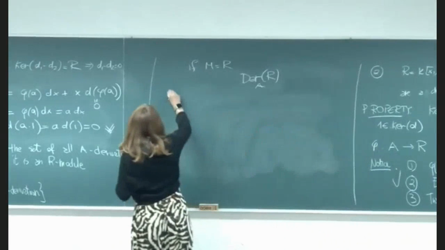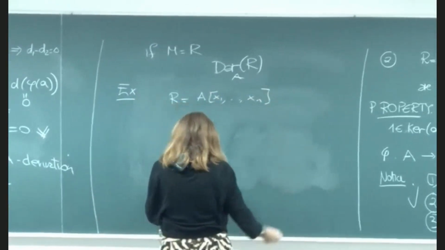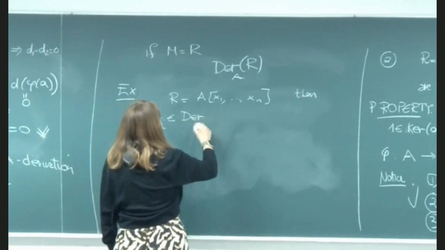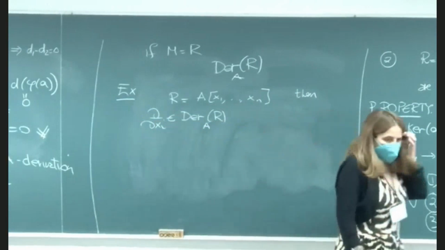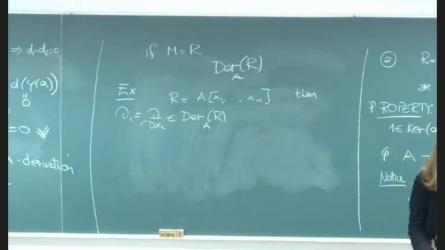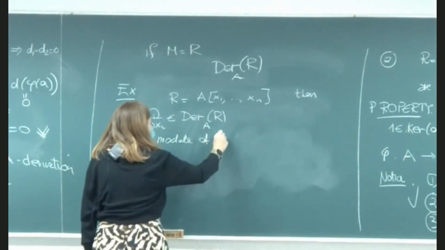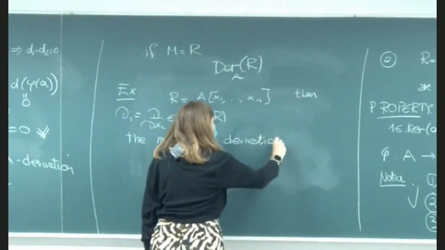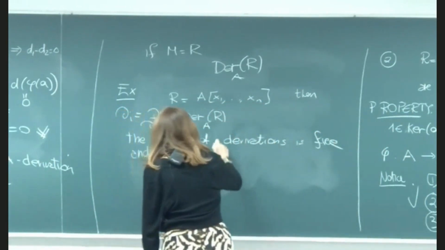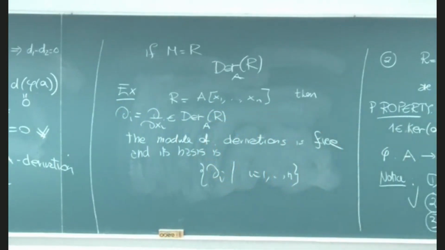Okay, so first of all, there is one case where it's easy. So let me tell you the easy case: when R is a polynomial ring over A, then you can take the partials, like I said before, and each of the partials is a derivation of R over A. And what happens is that these guys, let me call them delta i, generate the module of derivations, and the module of derivations is free. So this is the basis, as an R module.